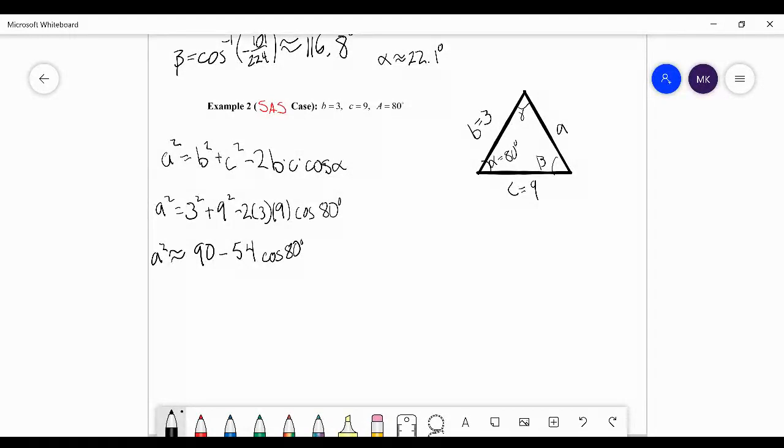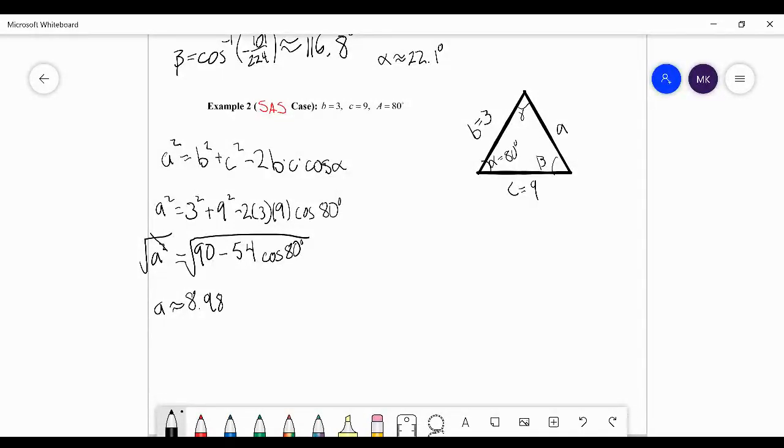So we get a squared equals this. So to get rid of that, we square root both sides. Now I don't have to worry about the plus or minus here for a very simple fact that we're finding a side length. We know that has to be a positive value. And so we plug this into our calculator and we get that a is approximately 8.98.